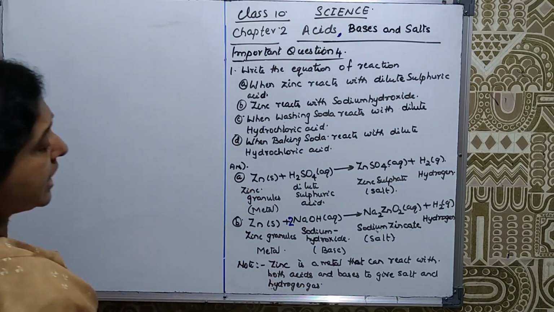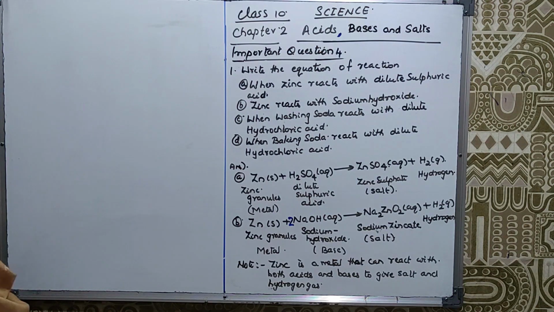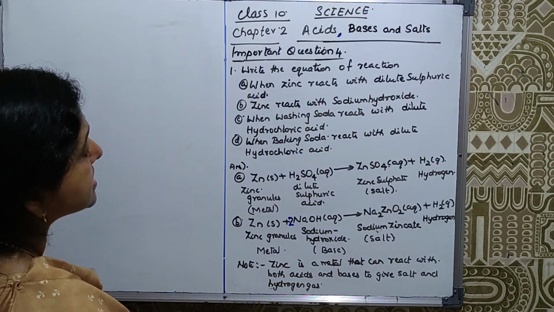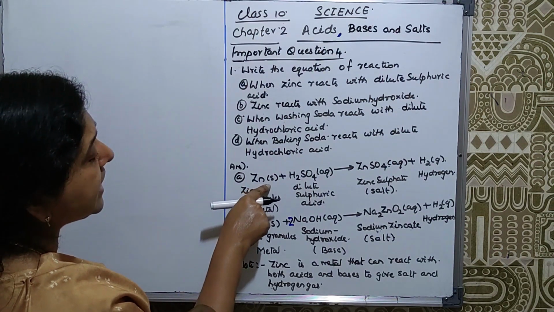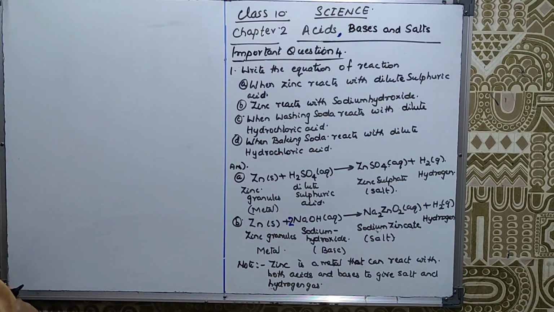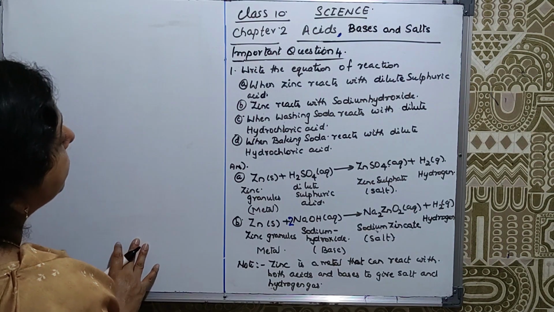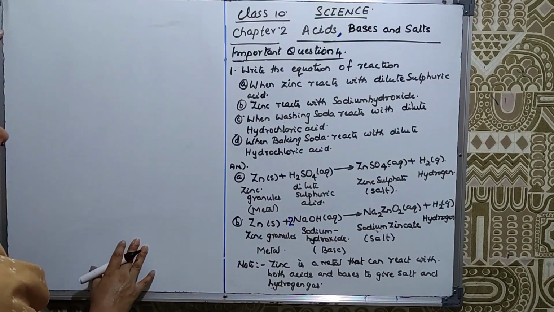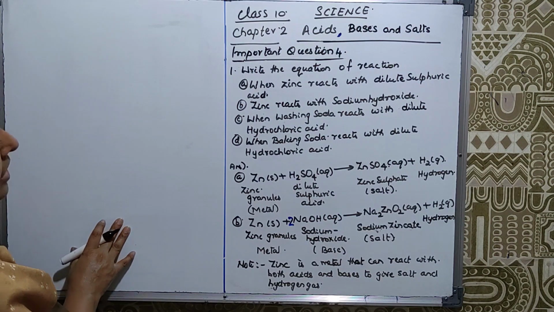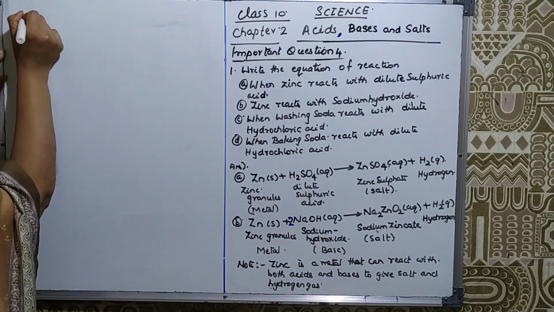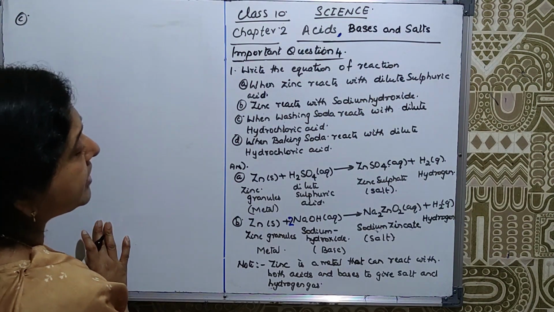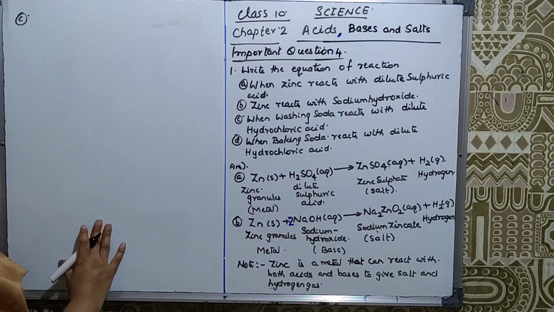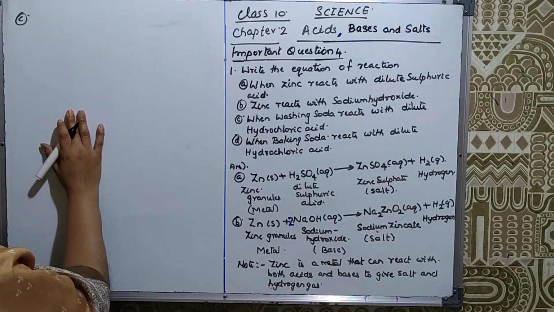Task for the board examination: name a metal that can react with both acids and bases to give salt and hydrogen gas. Zinc it is, right? For the equation of the reaction, you can write zinc and hydrochloric acid also instead of sulfuric acid. Then next one, when washing soda, actually, as washing soda is not given, sodium carbonate reacts with dilute hydrochloric acid. Washing soda is actually sodium carbonate decahydrate, but when we write the equation, we'll write Na2CO3 only for the reactions.